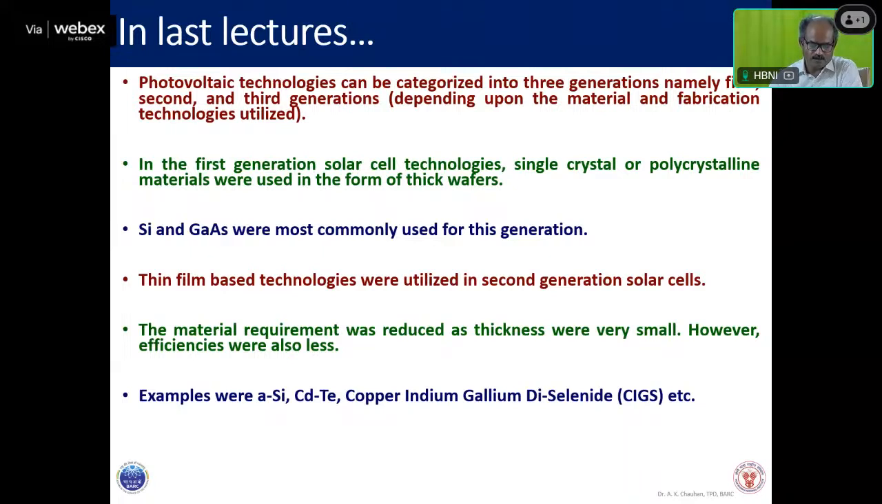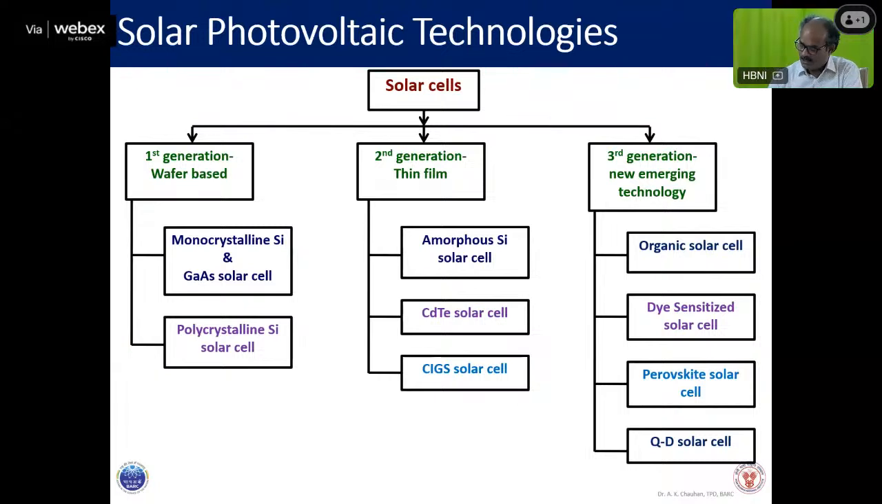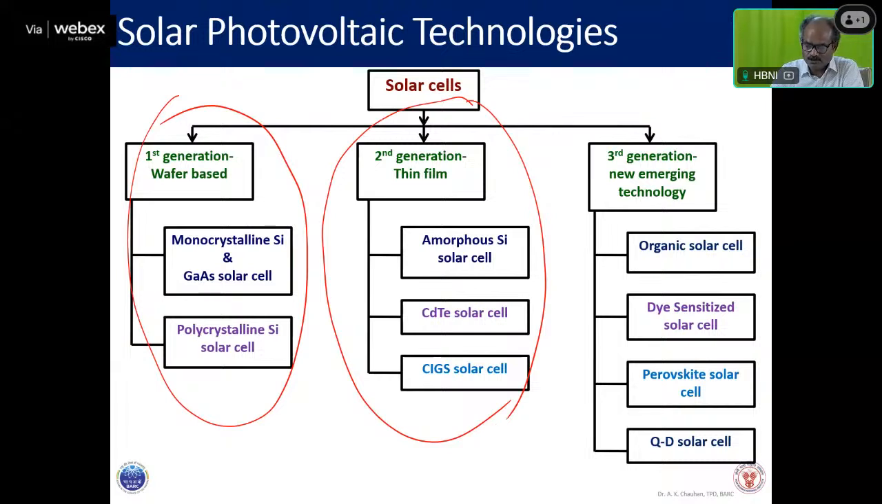For these, we had amorphous silicon, cadmium telluride, copper indium gallium diselenide; these are some typical examples of solar cells which are based on thin film technology. And these devices generally have a PIN kind of structure. So again, this is the first generation, which we have already learned very well. The second generation also, we have seen almost all these devices.